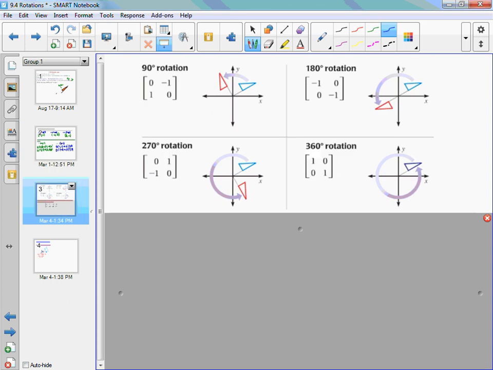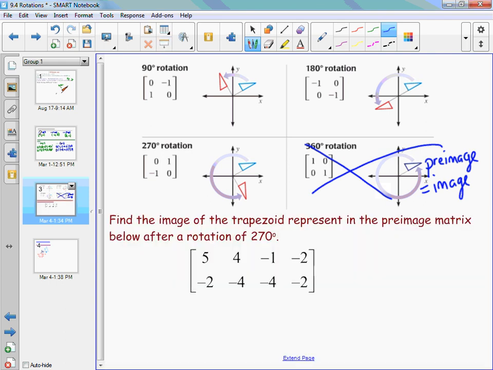Just like with reflection matrices, there are rotation matrices. So we have the 90 degree rotation, the 180 degree rotation, the 270, and the 360. The 360 you don't have to really worry about because the pre-image is the same as the image. Same matrix. You're rotating it right back to start. Really nothing going on here.